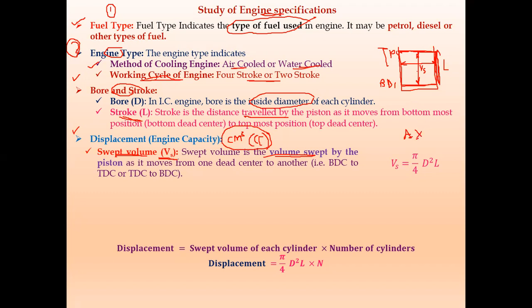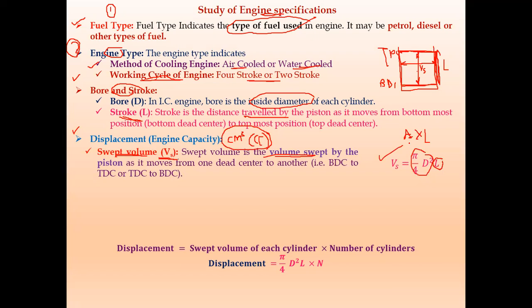So length is the swept length L, or you can say stroke. Area is the cross-sectional area. It is a circular cross-section, so area is pi by 4 d square, and into length, which is the stroke length. From that we can find out the value of swept volume.